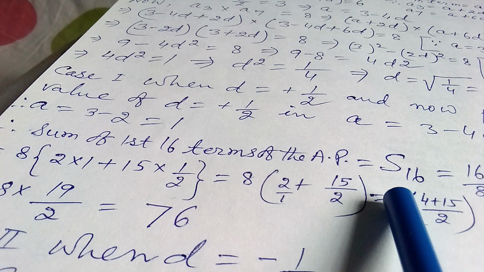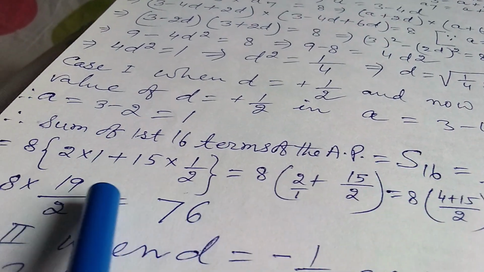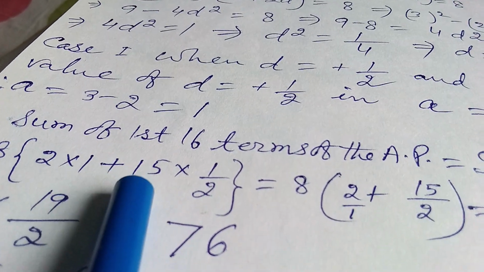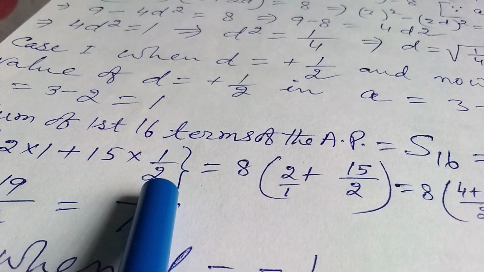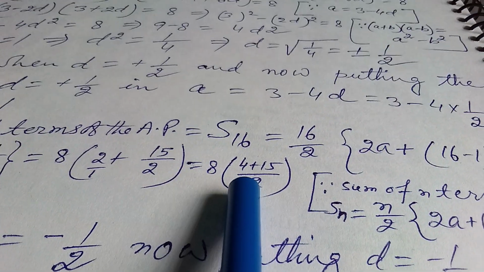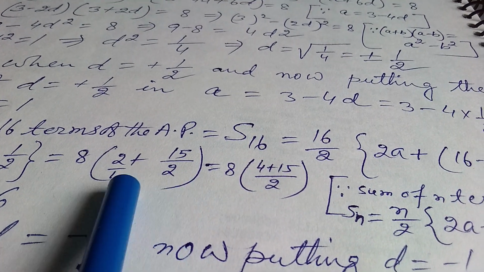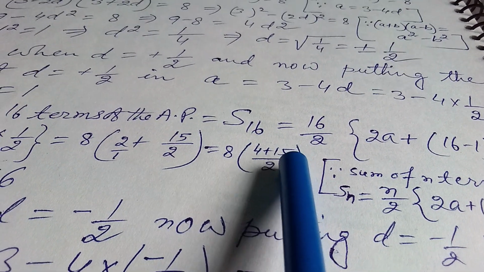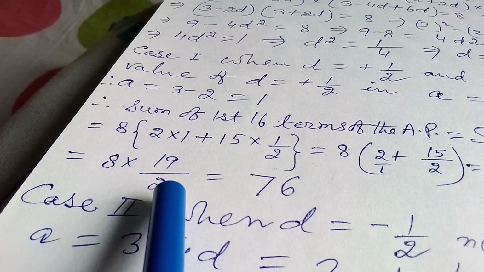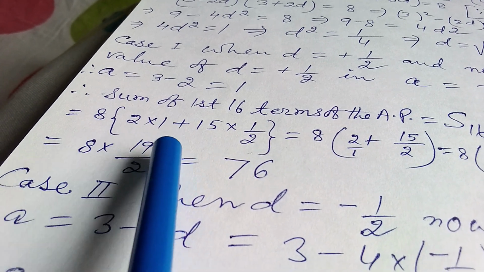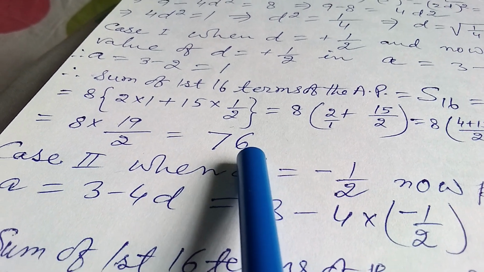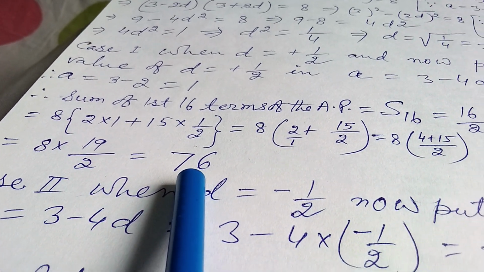So here 16 by 2, that means 8, and 2 into a, so a is 1, so 2 into 1 plus 15 into d, and d is 1 by 2, that is equal to 8 into (2 plus 15 by 2). That is equal to 8 into, here we find the LCM, LCM of 1 and 2 is 2, so 2 into 2 is 4, plus 15, by 2, so 8 into 19 by 2. 2 fours are 8, it is cancelled, so 19 fours are 76. So the sum of the first 16 terms of the AP is 76 when D is plus 1 by 2.